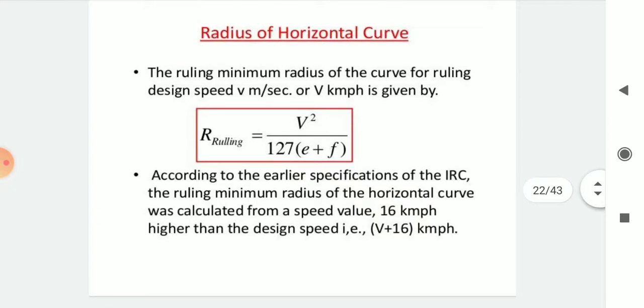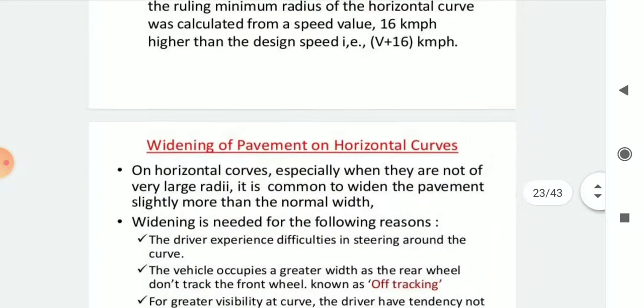Then radius of horizontal curve. The ruling minimum radius of the curve for ruling design speed v meter per second or kilometer per hour is given by r is equal to v squared upon 127 (e plus f). According to the earlier specification of the IRC, the ruling minimum radius of the horizontal curve was calculated from a speed value 16 km per hour higher than the design speed, that is v plus 16 km per hour.